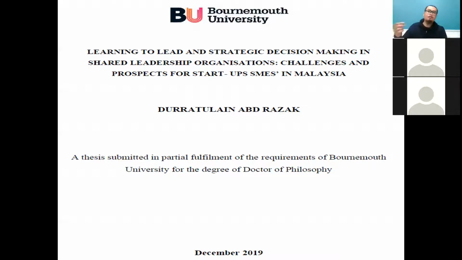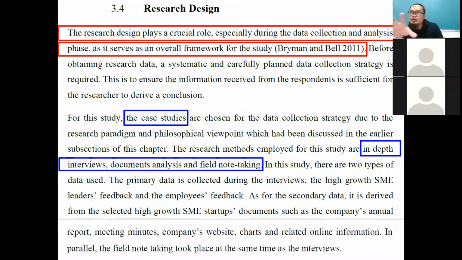But if you want to write in your thesis how to write the research methodology section, you need to read more and more theses. That's why I need to show you some examples of theses, in order to write well in terms of your research design. So this one is an example from Atul Ain Abdul Razak. They studied learning to lead strategy decision making in shared leadership organizations, challenges and prospects for startup SMEs in Malaysia. Okay, I just took a snapshot of what I want to share with you.